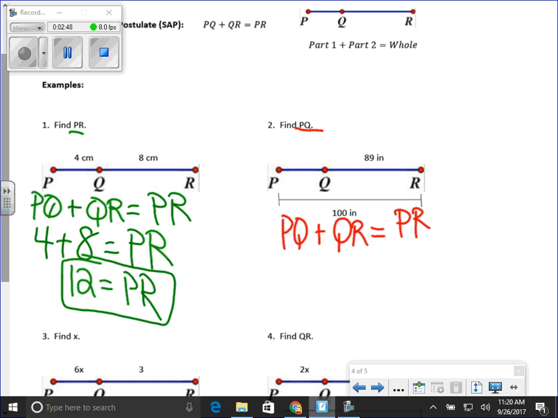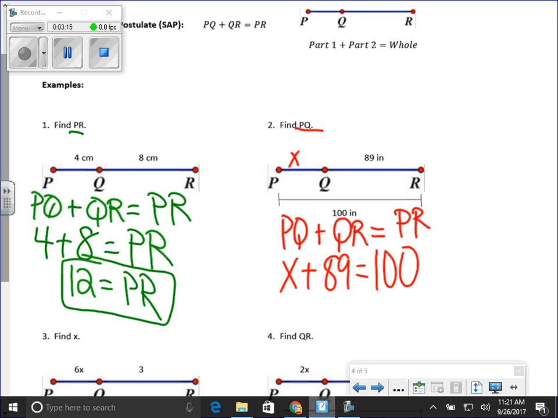Now, do we know how long PQ is? No, we don't. So when we don't know something, what did you learn in algebra that we do? What do we label it as? We do it as a variable, right? So we're going to say that's X because I don't know what that is. So PQ is going to be X plus what's QR? 89 equals what's PR? 100.